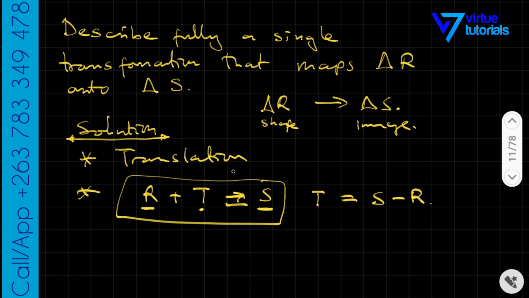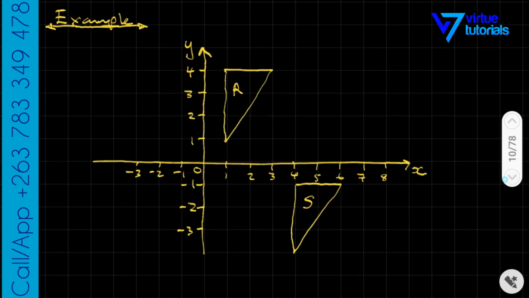So whenever you are describing a translation, you must at all times mention the translation vector. How do you get the translation vector? You just take a point on the image and take a corresponding point from the original shape and subtract: point on image minus the point on the original shape. So I can look at these two and pick any point, right? I can pick this one here. And the corresponding point is this one, because this one is going to move there, right?